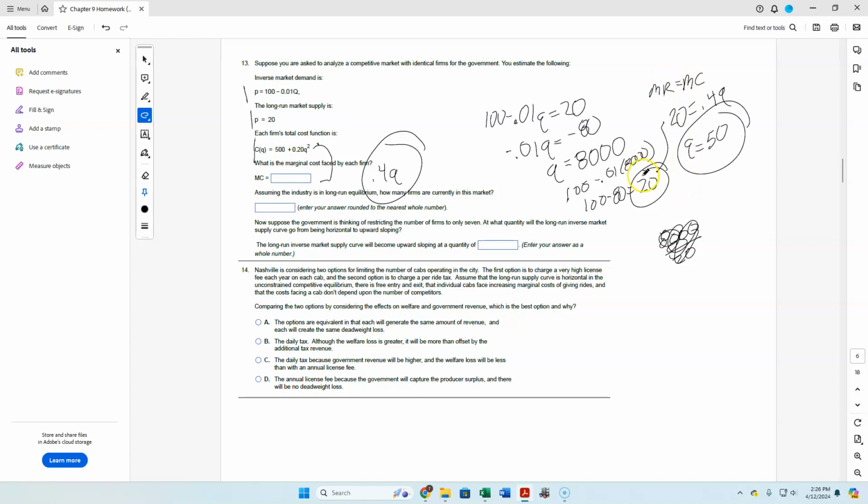So I set my MR, which is my price, $20, equal to 0.4 Q, my marginal cost. 8,000 divided by 50 is going to get me 160 firms.